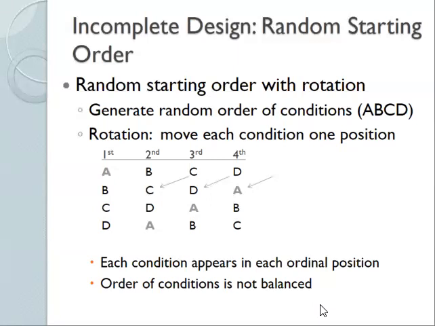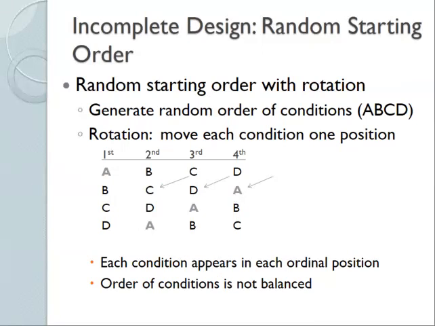And so here you have each condition appears in each ordinal position. A is first, second, third, and fourth. But the order of conditions is not balanced because A almost always happens after D. Okay, so this is maybe not ideal because there could be some specific effects. So these are your options. And again, the big things to think about are: is it a complete design where everyone does the conditions multiple times, or is it an incomplete design where people are only doing each condition once? And that'll determine the options that you have in terms of assigning conditions.